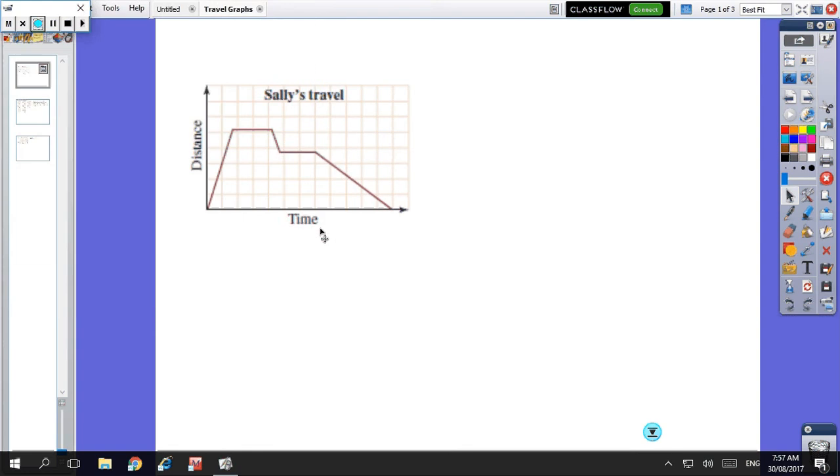Okay, so we're just looking at a short topic. It's still to do with rates of change, but it's on travel graphs. And again, you've had some experiences with this recently, but this is just for people who may want to have some notes. So it's travel graphs.